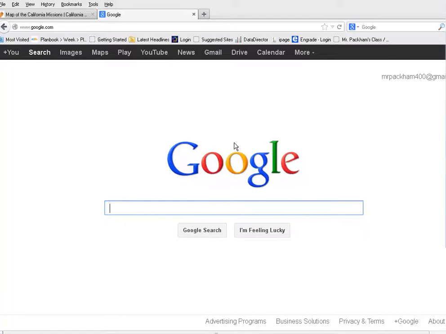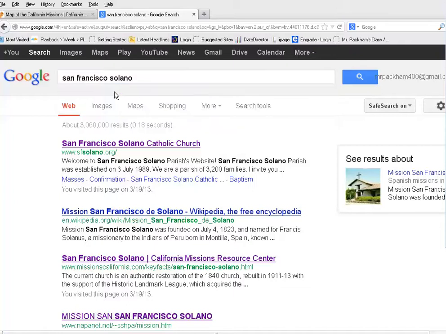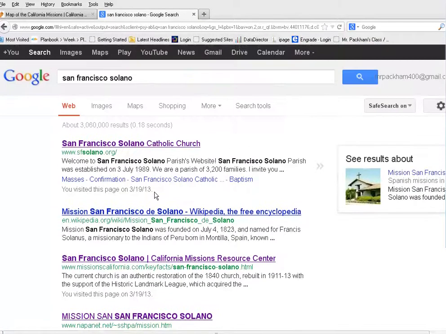So the mission that I chose again was San Francisco. Oh, I spelled that wrong. San Francisco Solano. There it is. Okay. And again, once you research it, you're going to have all kinds of information pop up. And this is where you just have to go through and start clicking on websites and reading through them and seeing if it's what you want.